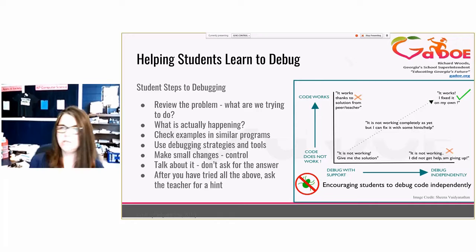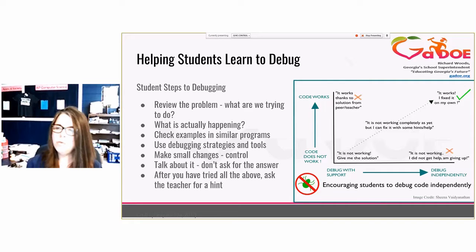This information is derived in large part from an article I've credited at the end here, Sheena Vaidyanathan, and I like the way she puts this in graphical format, so I included it here for your benefit. We want to help the kids without just handing them the solution. So we want to make them work, encourage them to struggle, and later, encourage them to fail. But we do want them to succeed, so they keep trying.